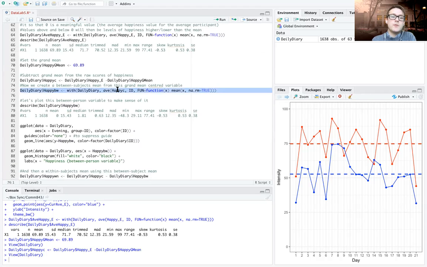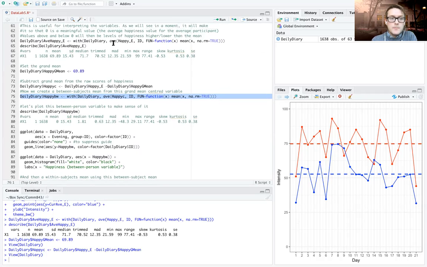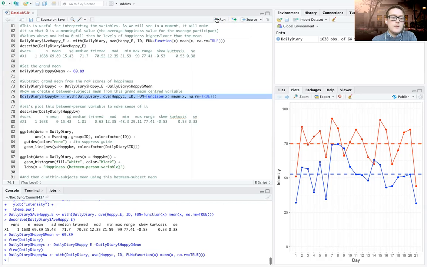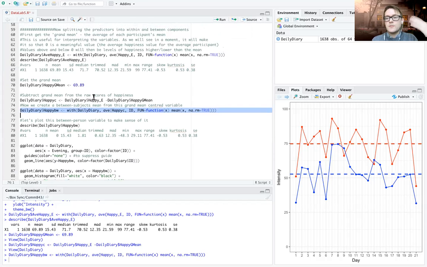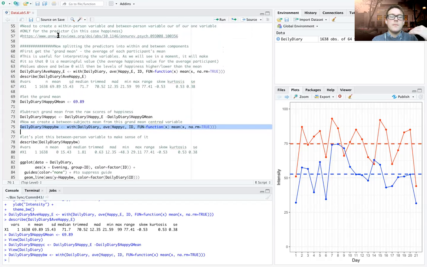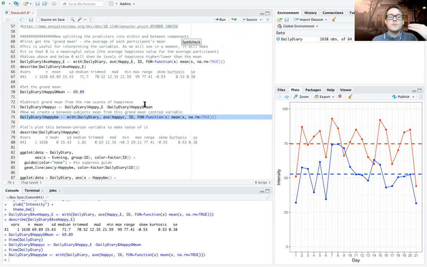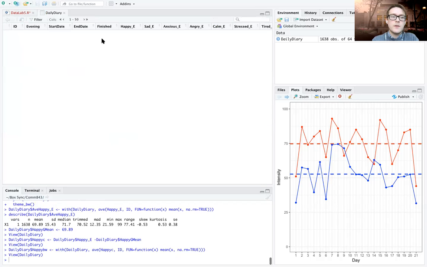What we next want to do, using very similar code to what we had up above, is create a between persons mean from this grand mean centered variable. I'm calling it happy BW, for between. By the way, this never makes sense to me until I actually plot it and look at the variables. So to help get what is happening here, have a read of this, but also run the code on your data, look at it, and think through what it's actually doing. That's what I find helpful.